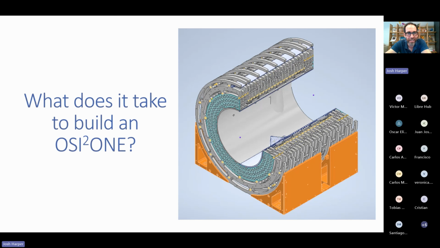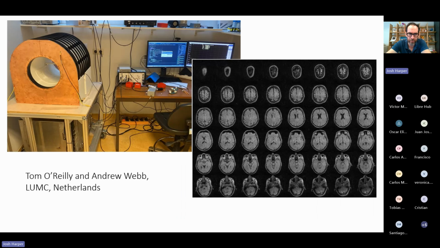So what does it take to build the OSI2ONE MRI? Now, if you're not familiar, there's an open source imaging initiative, which is this OSI² part. They chose to square the I instead of multiplying it twice, I guess. And they released recently this OSI2ONE MRI system, which is a head-only low-field MRI scanner with a center field of about 50 millitesla. And we've reproduced several of these across the world.